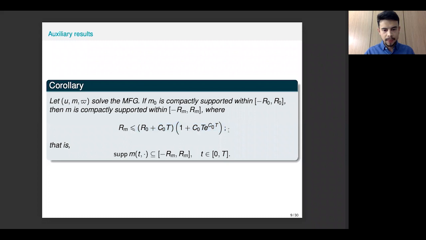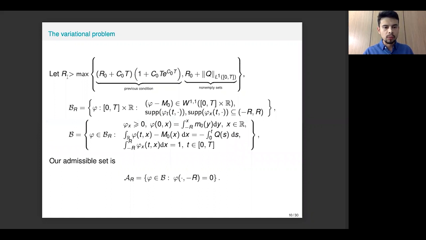In fact, we need a little bit more. So we take a constant that satisfies not only the previous condition, but also this additional condition, which is technical. We take this condition because we are going to introduce some sets in which our candidates to minimizer are going to be, but we need this set to be non-empty. So we require this second condition to define this compact set in which we are going to work.